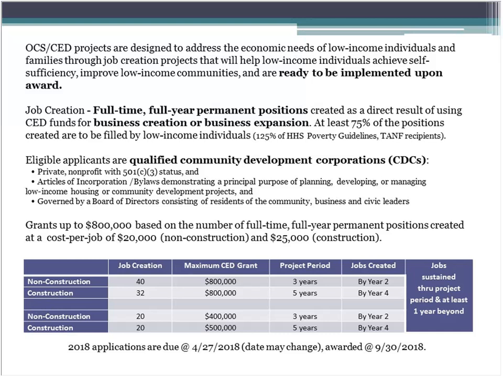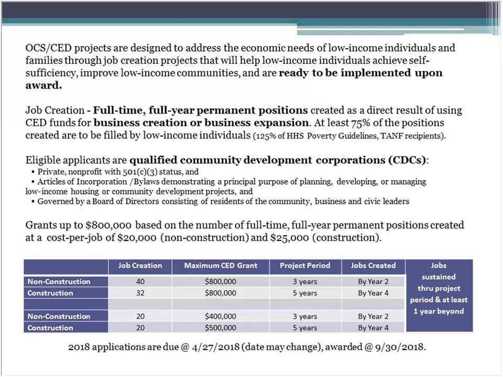The first shows the minimum number of jobs that would need to be created in order to apply for the maximum grant. And the second shows the maximum grant you can apply for if the project proposed to create 20 full-time jobs. You'll note that the project periods differ, with a 3-year period for non-construction and 5-year period for construction projects.